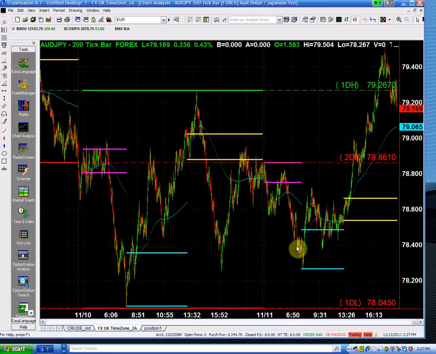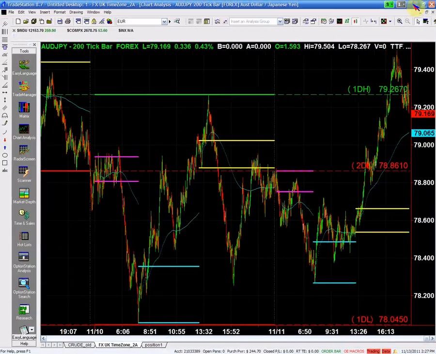Came out of the London, New York session, we had a push all the way up to the 79.26, and then we turned down and we closed right below that 79.26. Now take a look at this 79.26, guys, because it's really an important setup.